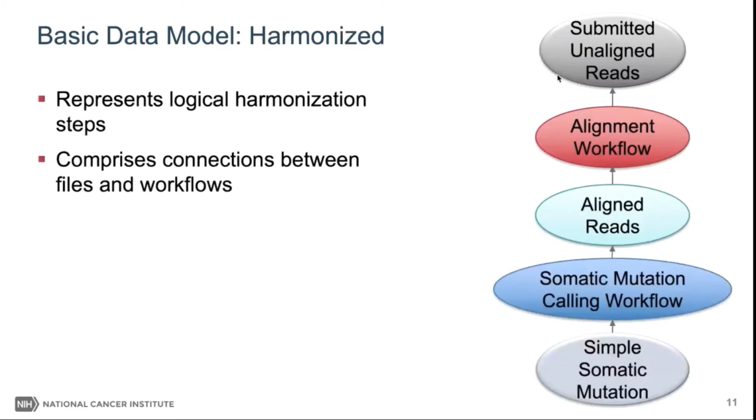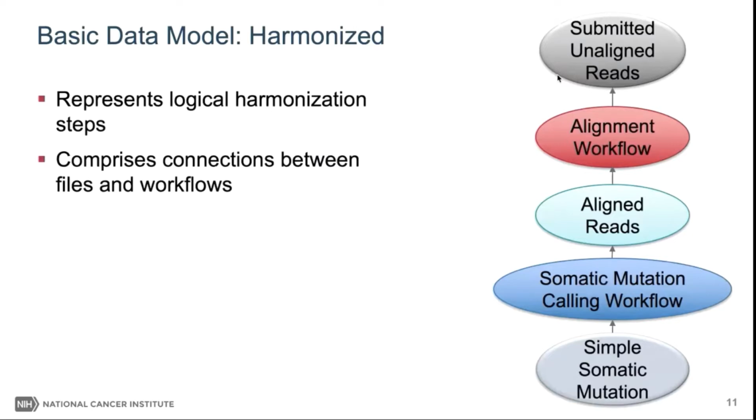The next part of the data model I want to talk to you about is the harmonized part. This is the part of the data model that houses the generated data by the bioinformatics pipelines. So the thing about this part of the data model is that it represents logical harmonization steps. So these are connections between files and workflows. So you have a file which is processed using a workflow, which results in another file which is processed using another workflow, and so on.